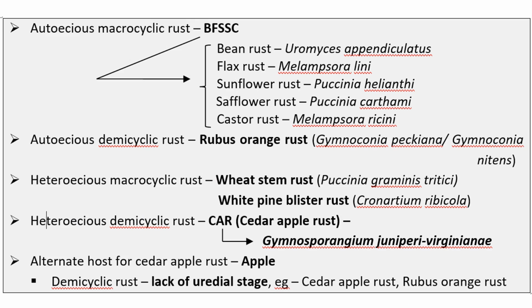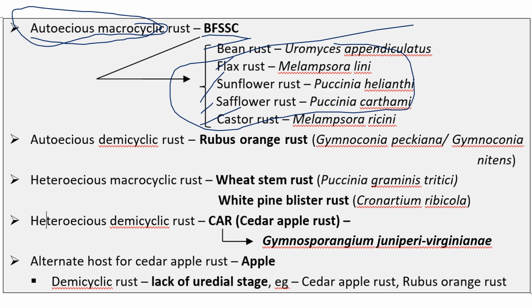So we have discussed the heteroecious ones, right? These are the overall list of autoecious macrocyclic rusts. Examples of autoecious macrocyclic rust: bean rust, flaxseed rust, sunflower rust, safflower rust, castor rust are all examples of autoecious macrocyclic rust. Bean rust is caused by Uromyces appendiculatus, flax rust is caused by Melampsora lini, sunflower rust is caused by Puccinia helianthi, safflower rust is caused by Puccinia carthami, and castor rust is caused by Melampsora ricini. These are the different examples that come under autoecious macrocyclic rust.